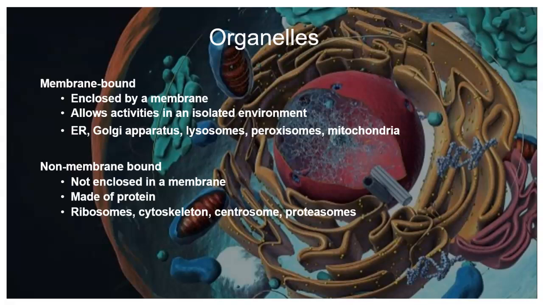The non-membrane-bound organelles are not enclosed by a membrane. They're either made of a protein by itself or a protein with RNA. They include the ribosomes, the cytoskeleton, centrosomes, and proteasomes. Now let's talk about these individually.